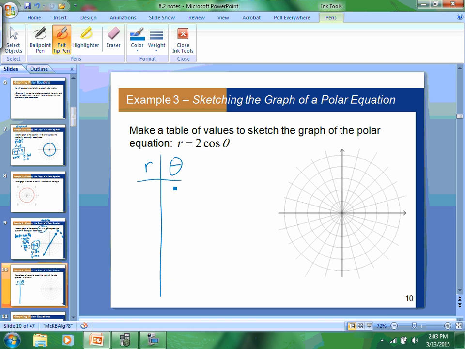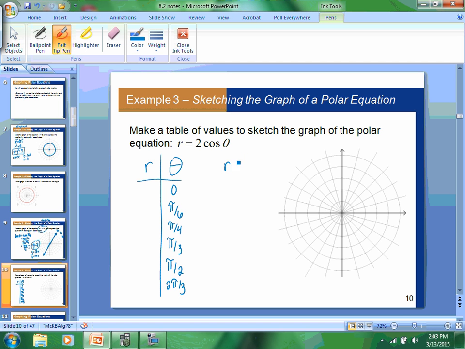Okay, so we're going to start at 0, and then we'll do every pi value that we normally section our unit circle into as we move around the unit circle, or as we move around the pole. So I've got 0, I've got pi over 6, pi over 4, pi over 3, pi over 2, and then I'm going to go into the second quadrant as well. So then the next value would be 2 pi over 3.